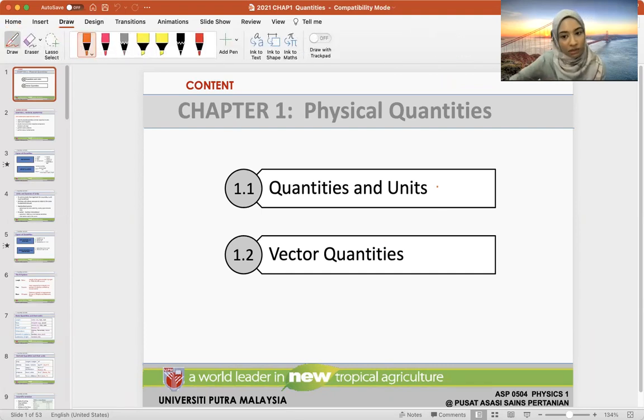Quantities and units, I would say it's pretty easy. Vector quantities, you have to pay attention to this, because both of these, actually, you will use until the end of semester 2. This is the fundamental topic which you will build up on. You have to get it. If you don't get it, it will affect your other chapters. Please pay attention to this chapter even though it looks easy, because if you make a mistake in this chapter, it will affect the other chapters, because every chapter uses vectors for sure. Please pay attention.